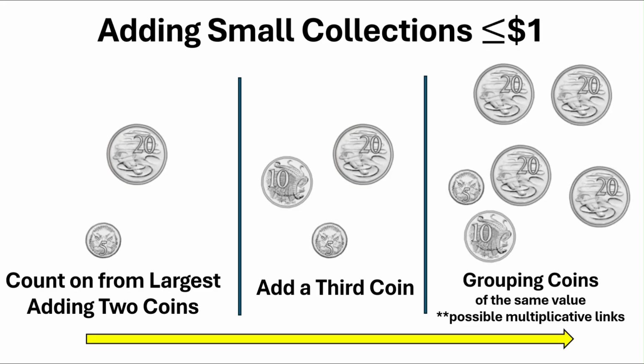Then lastly, when we're calculating totals, we're grouping coins. Something I like to do is push into that multiplicative thinking as well if we can. Oh, we've got 4 20-cent pieces. 4 times 20 is 80 cents. And then we've got 10 more and then 5 more. So what we're trying to do here is group coins together and then push students into maybe that idea of multiplicative thinking. So just to recap, start off with 2 coins, then add in that third coin, and then look to group coins based on their denomination.